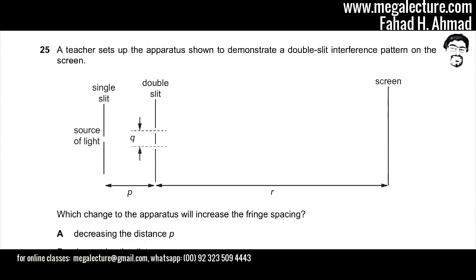The following question reads that a teacher sets up the apparatus shown to demonstrate a double slit fringe pattern on the screen. So there's a double slit, these are the double slits over here, and they have a separation of Q. And this is a single slit, a source slit over here. R is the distance between the screen and the double slits. So which change to the apparatus will increase the fringe spacing?